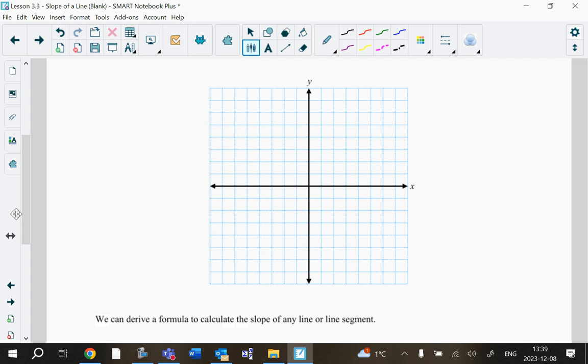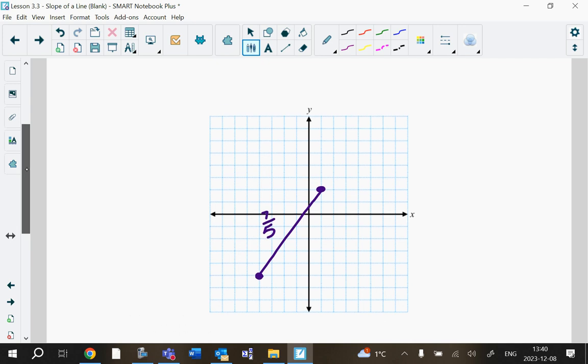So I'm just going to pick a point here. And I'm going to go up 7. 1, 2, 3, 4, 5, 6, 7. 1, 2, 3, 4, 5 to the right. There's my next point. There's my slope, or there's my line segment. And that's 7 over 5. Should be able to do the next one.